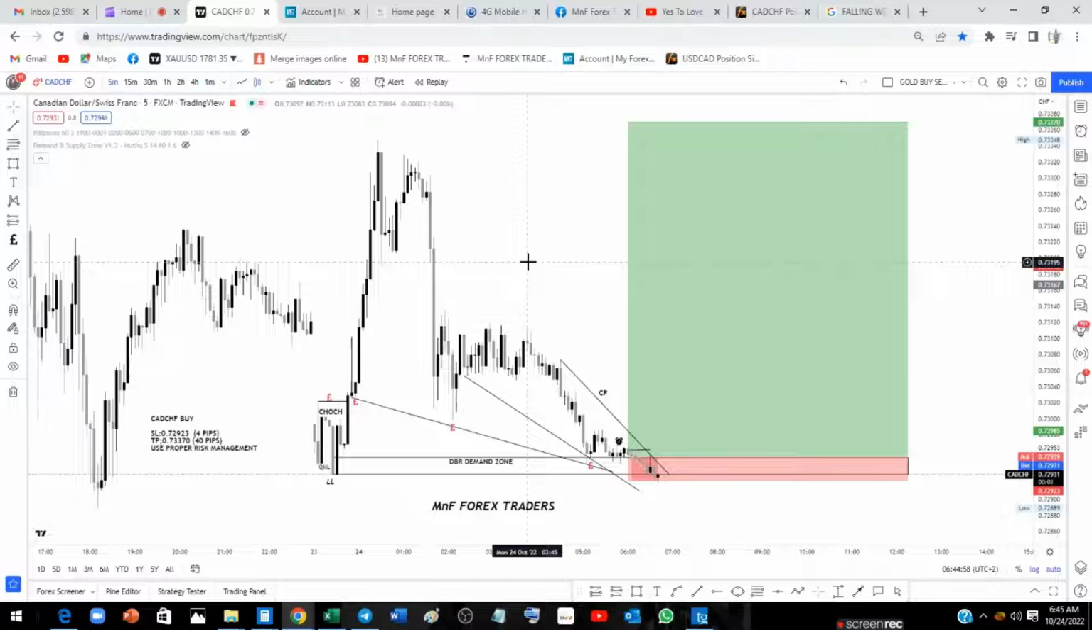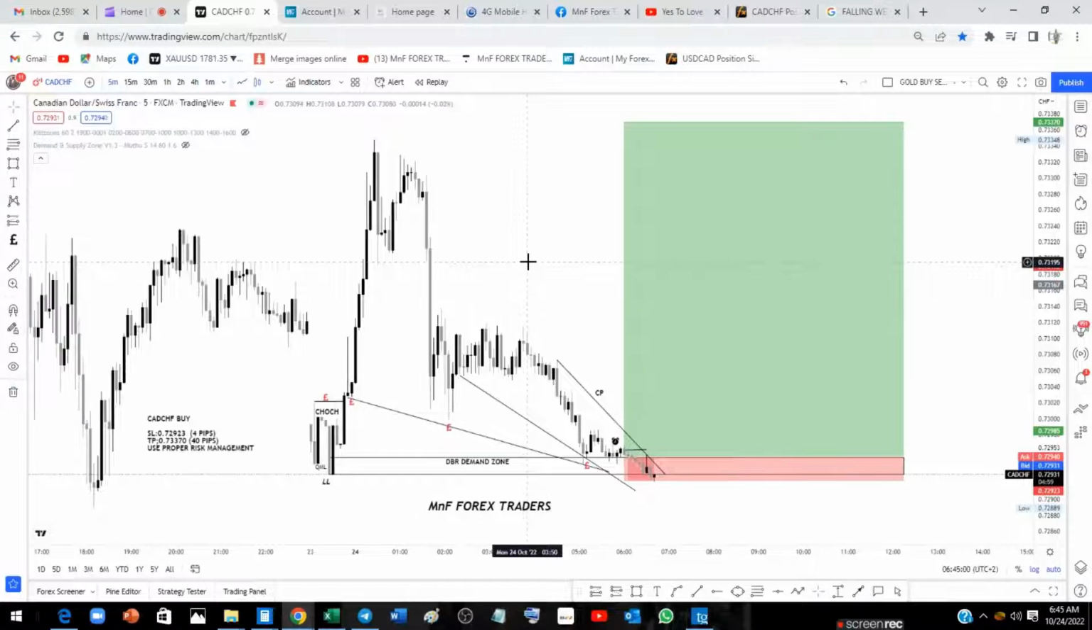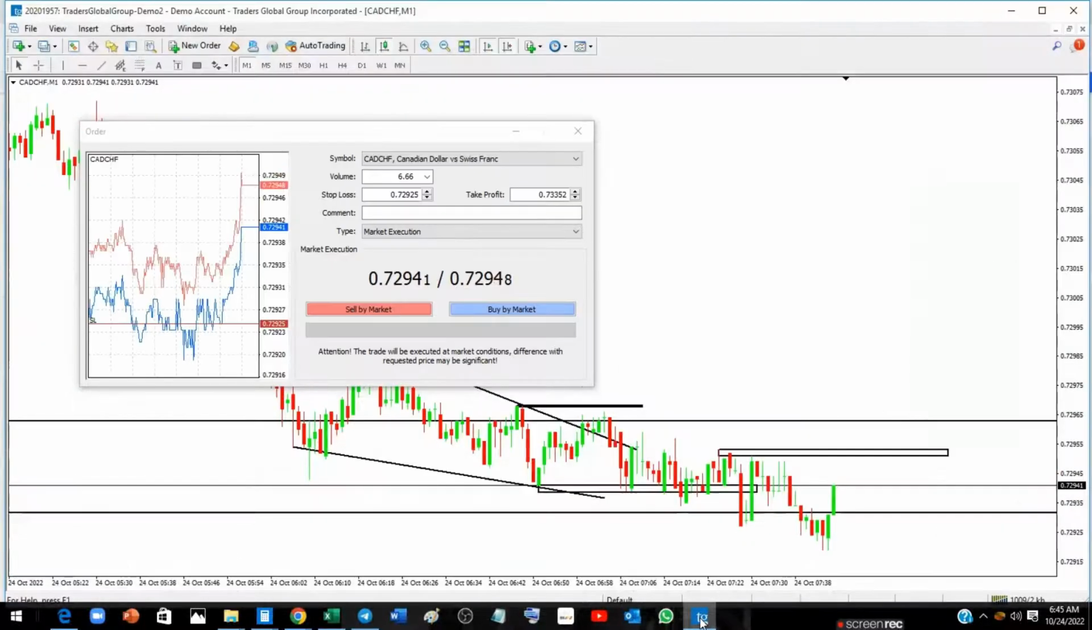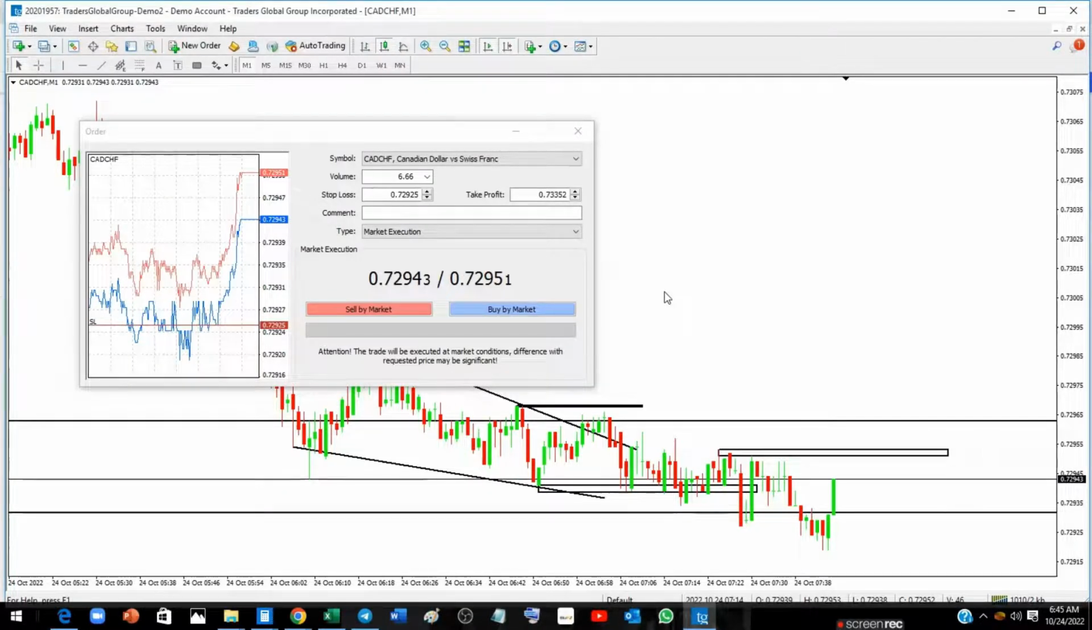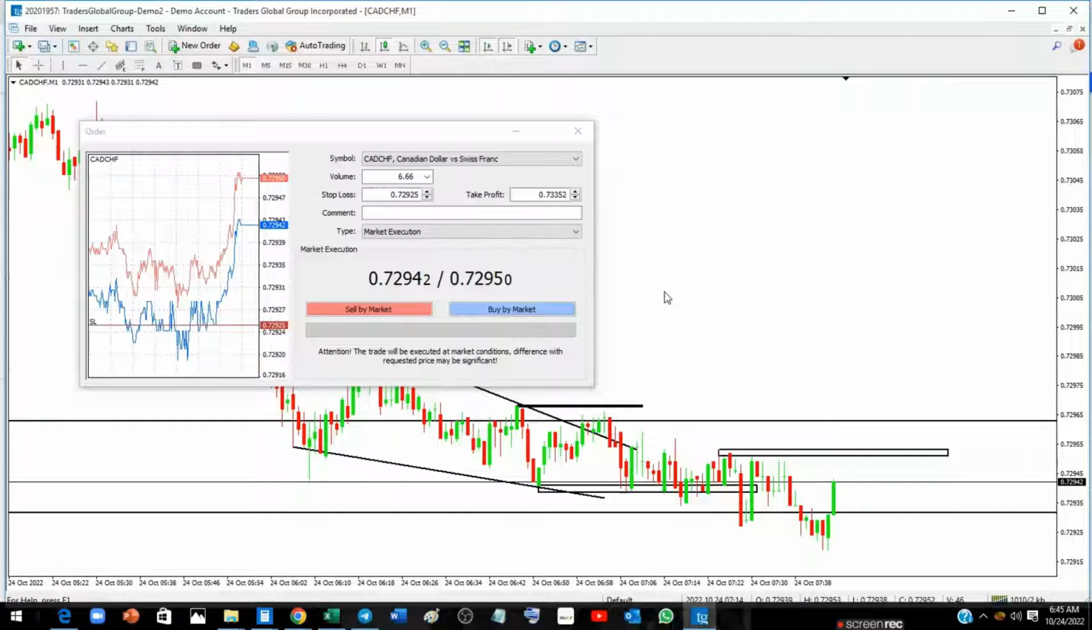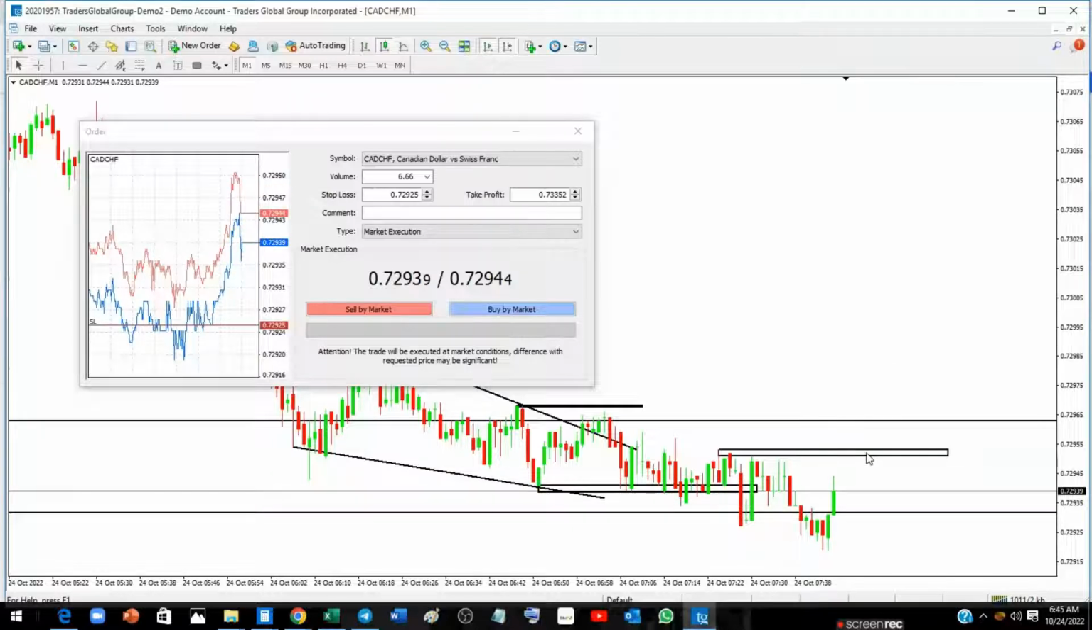We're getting some response right there. We're going to give a look at seeing a little bit of a push to the upside. Hope we can have a follow through of that momentum. That's good right there. So we just want to make sure that the market breaks this high right here. Then we'll jump in.